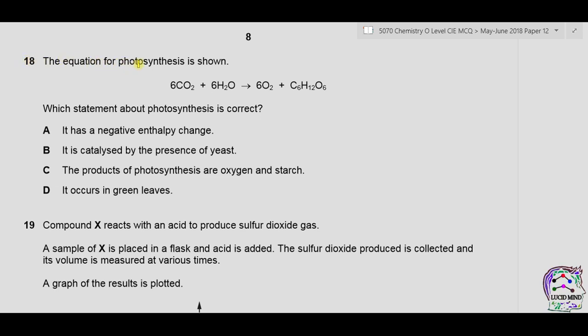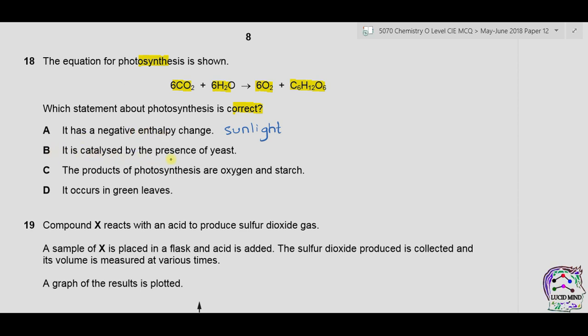Question 18. The equation for photosynthesis is shown. We have 6 moles of carbon dioxide that react with 6 moles of water to form 6 moles of oxygen along with 1 molecule of glucose. Which statement about photosynthesis is correct? Part A, it has a negative enthalpy change. Now we know that in photosynthesis what happens is that energy is absorbed in the form of sunlight. So when energy is absorbed, it is not negative enthalpy change, it is positive enthalpy change.